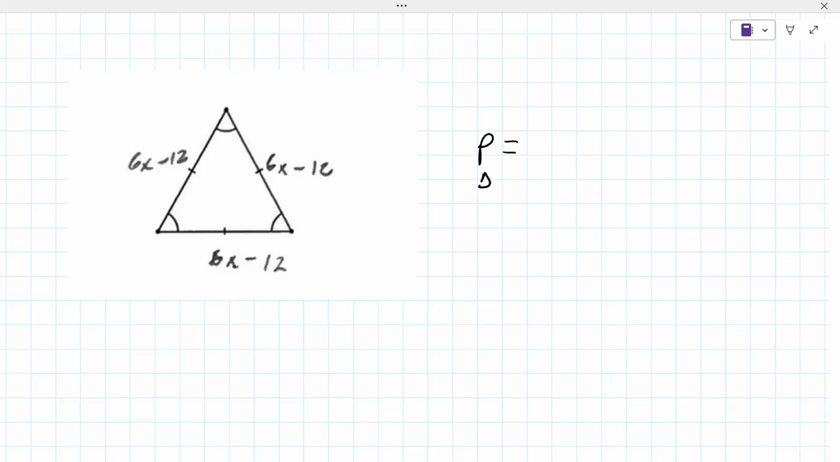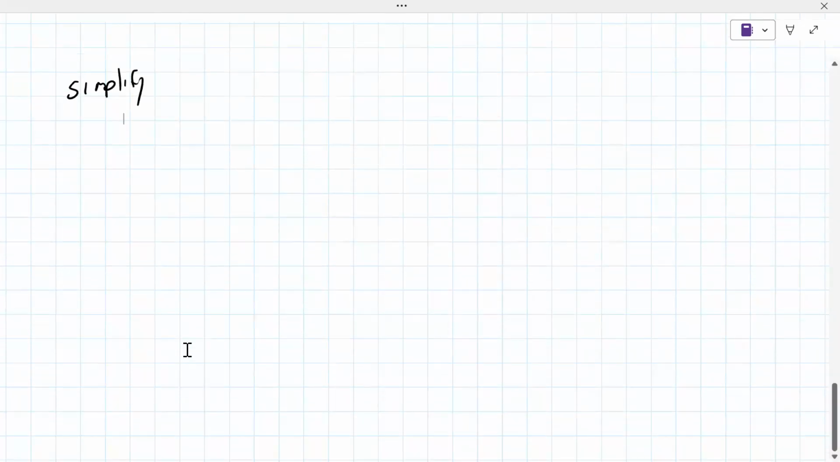18x minus 36. Very good. All right. I'm going to ask you to simplify the following. All right.